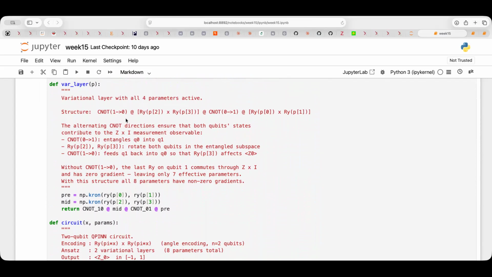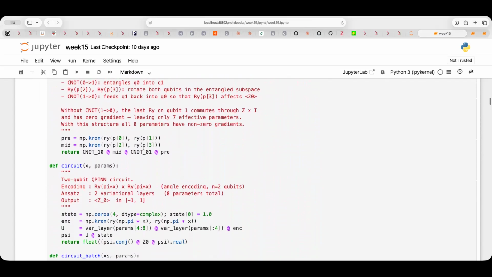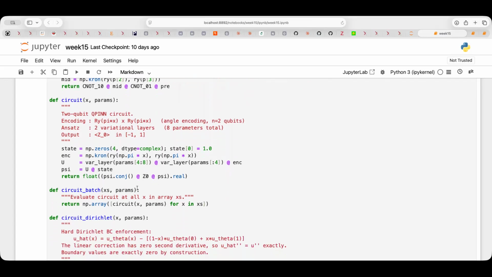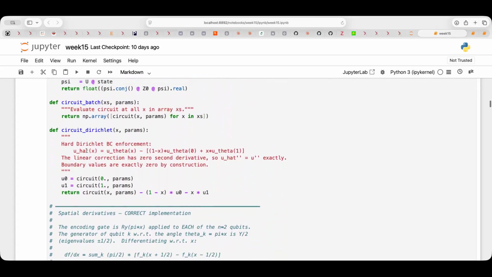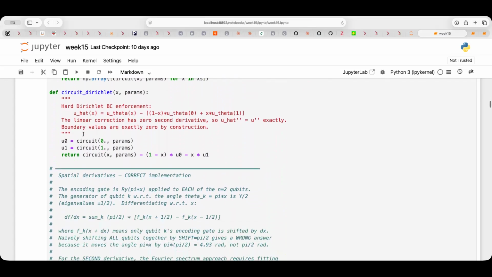So the typical structure here is a C0. We have a rotation here. So we're actually setting this up as a 2-qubit problem. So we have a 2-qubit QPIN circuit again. And we are setting up the boundary conditions. So we have actually a function where we now are plugging in the boundary conditions. And this is given by standard Dirichlet boundary conditions.